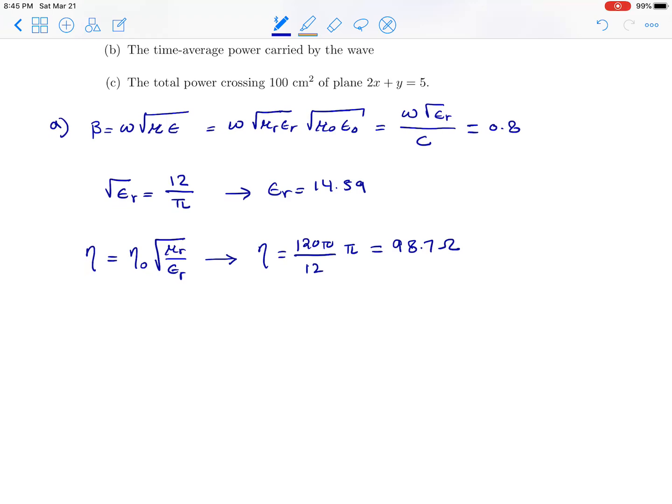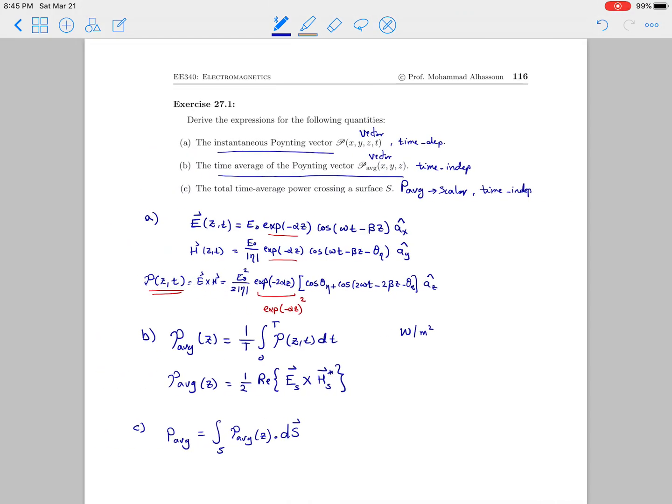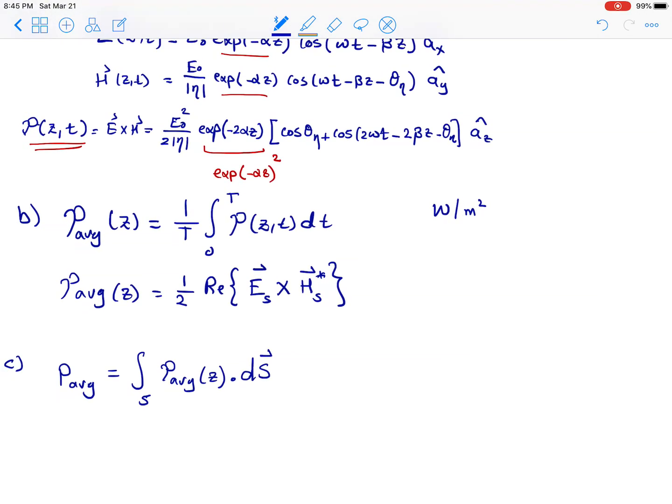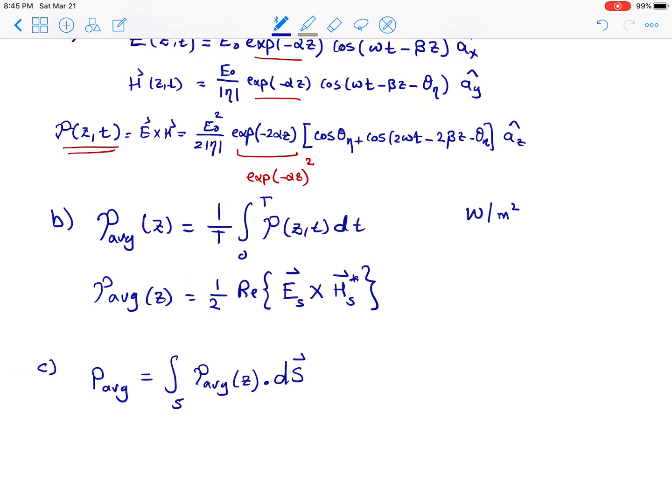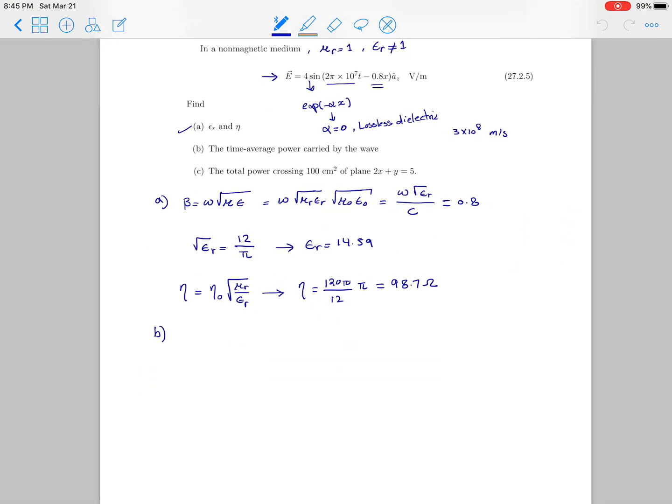To solve part B, we can find the instantaneous power, there are two ways actually. The first one is to find the instantaneous Poynting vector, and that's what we're going to do, and from that we can find the time average. The second one is we need to actually find the electric field and the magnetic field, and we have enough information to find that, and we can use this equation to solve for that.